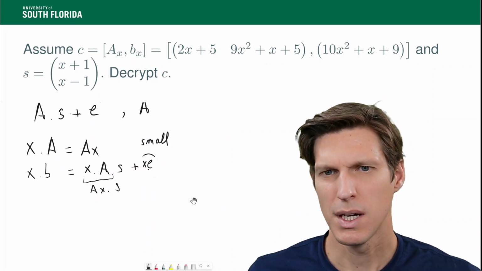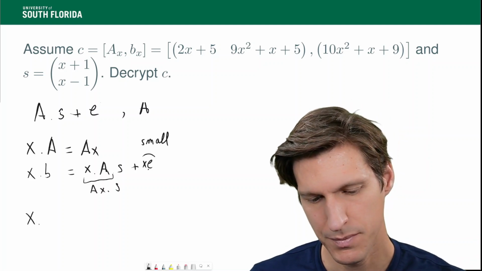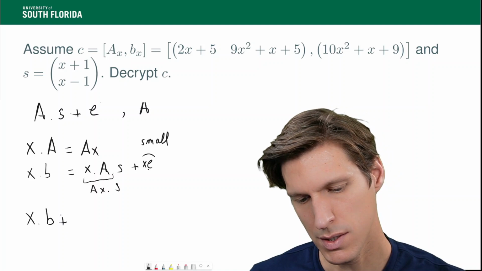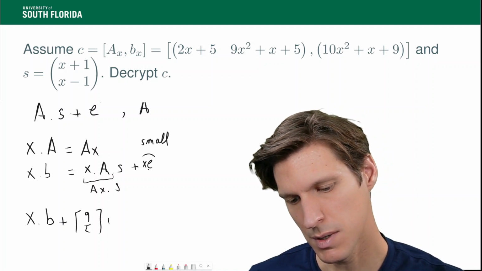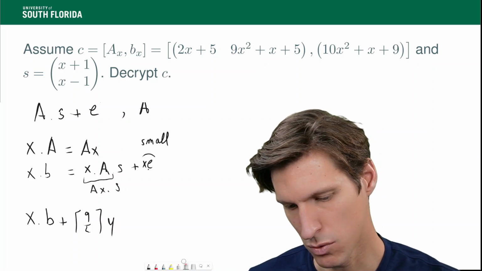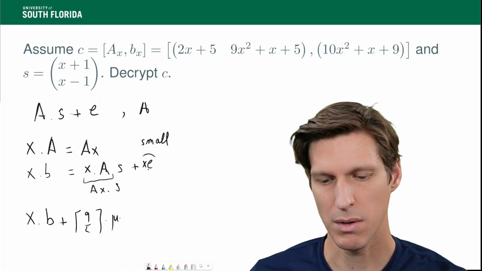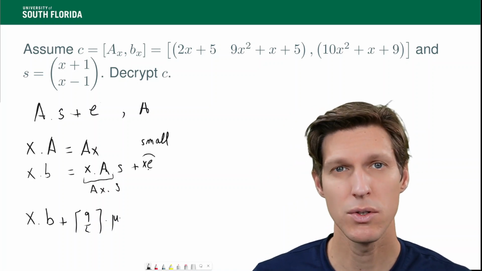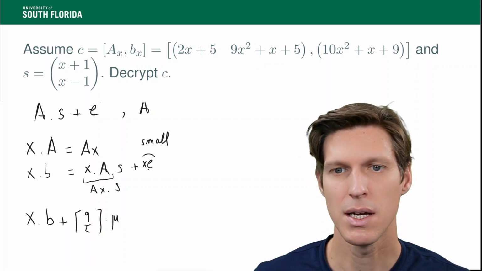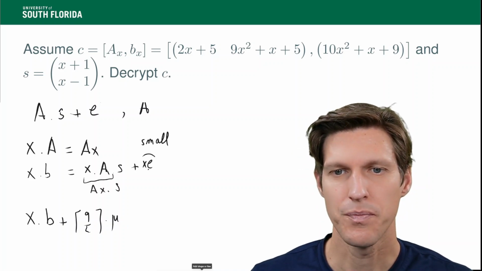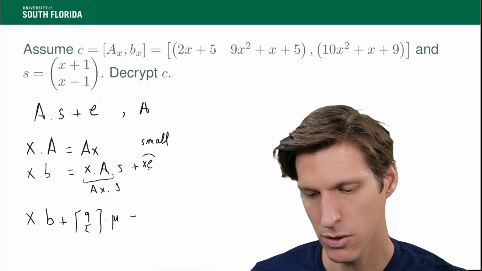So to encrypt, if I do X times B plus Q over 2 times my message, that's something I can absolutely do without the key. Without the secret key, I can grab B, grab X times B plus the key, and that looks like this.